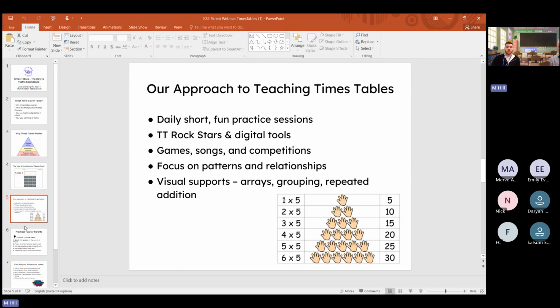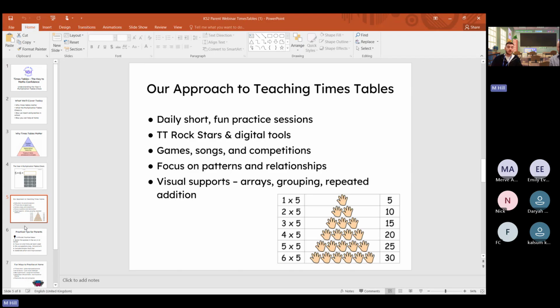So with these supports and this approach, we really want to help children who are less confident with their number and with their times tables. We want to help them make connections, so that they've got a real secure foundation and are able to have that rapid recall.